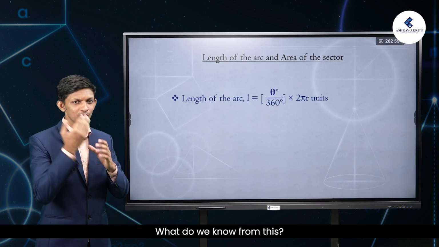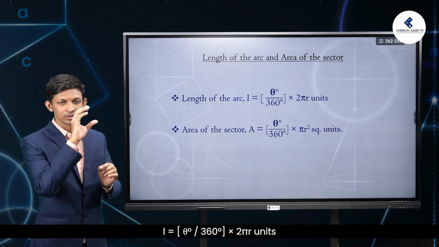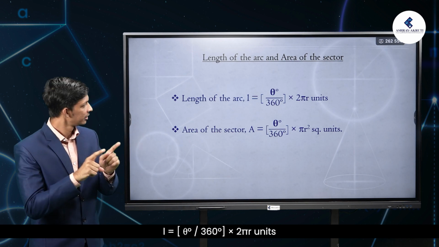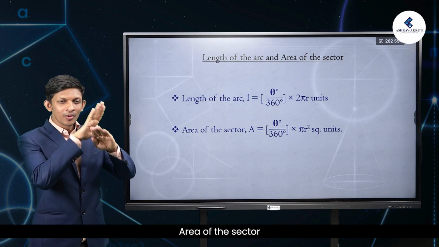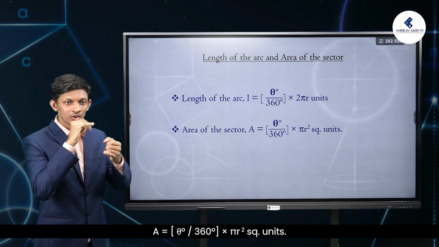What do we know from this? Length of the arc L is equal to theta by 360 into 2 pi r units. Area of the sector A is equal to theta by 360 into pi r square units.